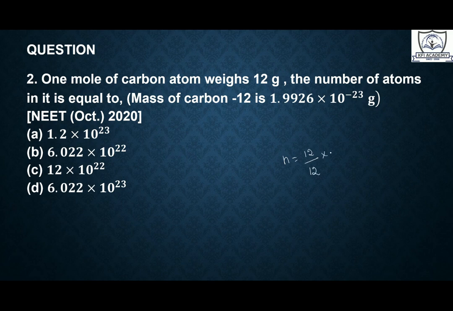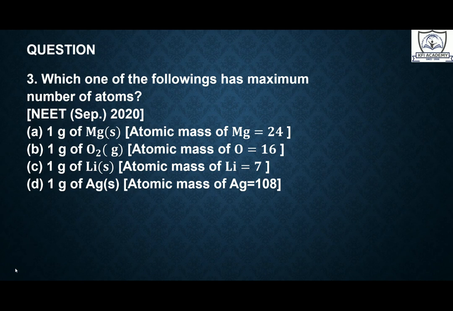So the number of atoms is equal to N, that is, 1 Avogadro number. So the answer is 6.022 into 10 power 23. Which one of the following has the maximum number of atoms? Okay, how can you find it?